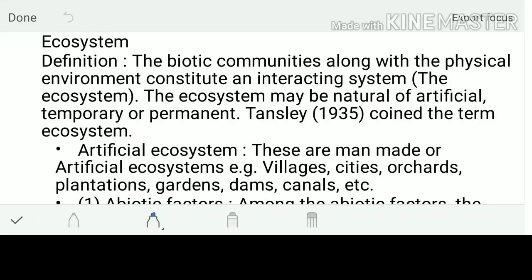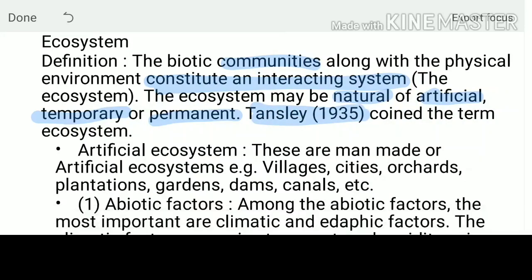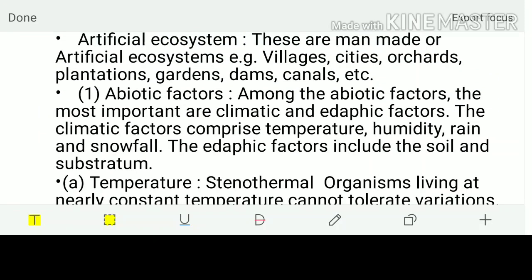So basically, the communities constituting an interacting system, or the interaction of the community, will be forming an ecosystem. The ecosystem may be natural or it may be artificial as well. It may be temporary or it may be permanent. The scientist who coined the term ecosystem is called Tansley. It's Tansley.